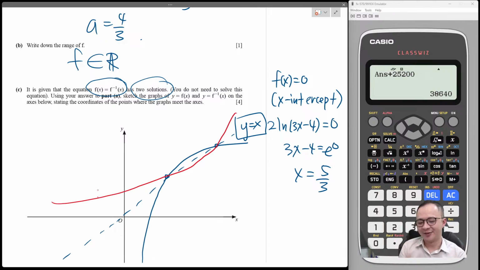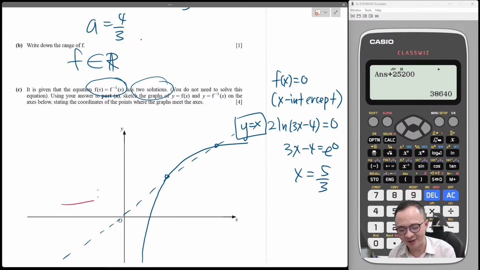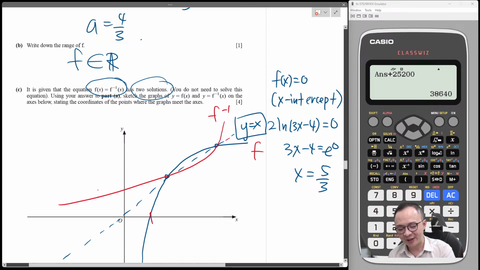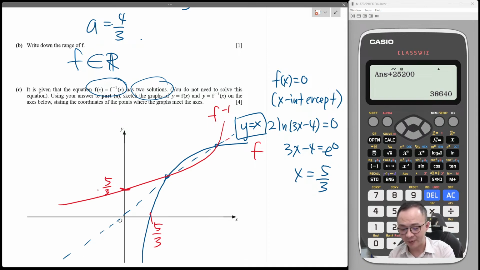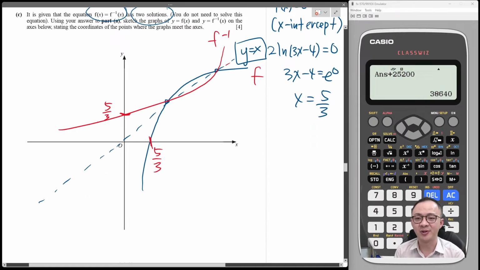Something like that. This is an exponent graph actually, but my drawing is so bad. Okay, I don't care. This is f inverse. This is f. Then the intersect here is 5 over 3. So 5 over 3 will be on y, and this one 5 over 3 is on the x. Then you need to ensure that it intersects at 2 solutions. When you're drawing, this must be something quite important.